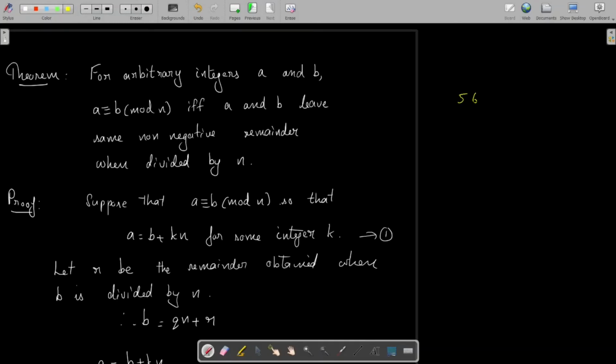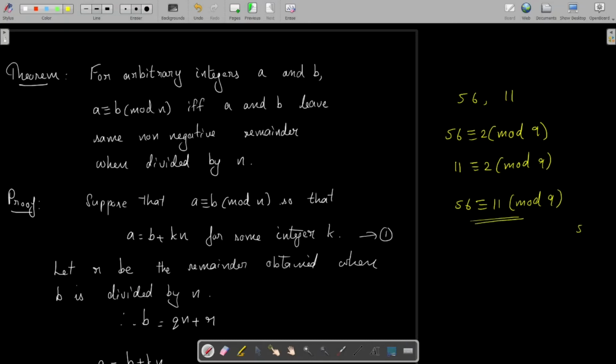Consider the integers 56 and 11. When divided by 9, 56 leaves the remainder 2. And we can write 56 is congruent to 2 mod 9, because 56 minus 2 is 54, which is a multiple of 9. And 11 also, when divided by 9, leaves the same remainder 2. That is, 11 is also congruent to 2 mod 9. So applying this theorem, we may say that these two integers leave the same remainder when divided by 9. Therefore, the theorem implies that 56 is congruent to 11 mod 9. We may check: 56 minus 11 is actually 45, which is a multiple of 9.